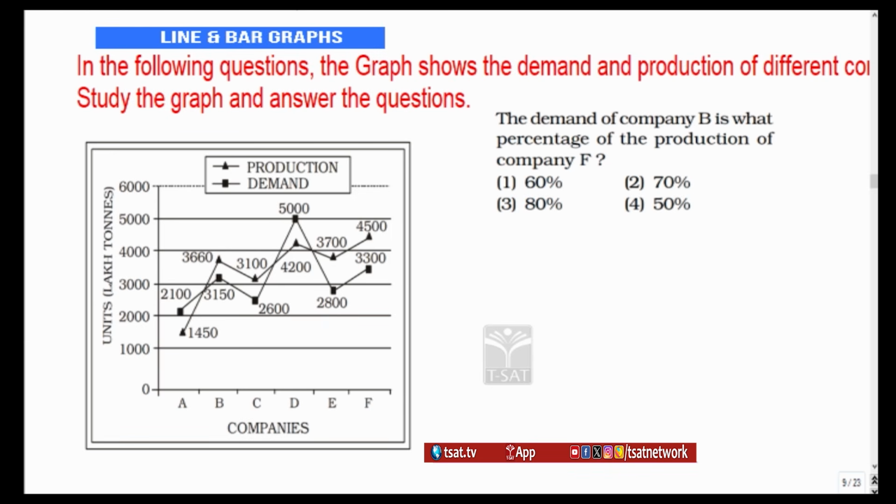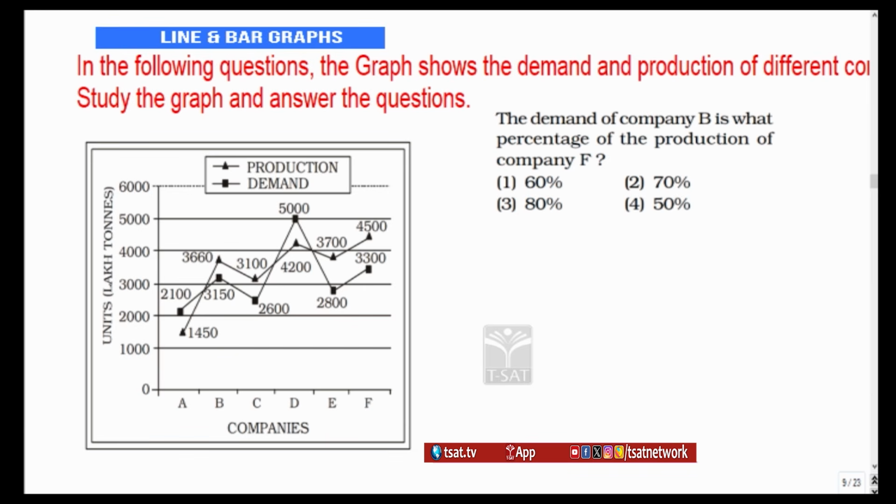If I ask you what is the demand of company C, then look at company C, and the square shape is the demand. Therefore, the square shape is what? 2600. So that's how you need to identify. So that's how you need to interpret the data. Now look at the question he asked.